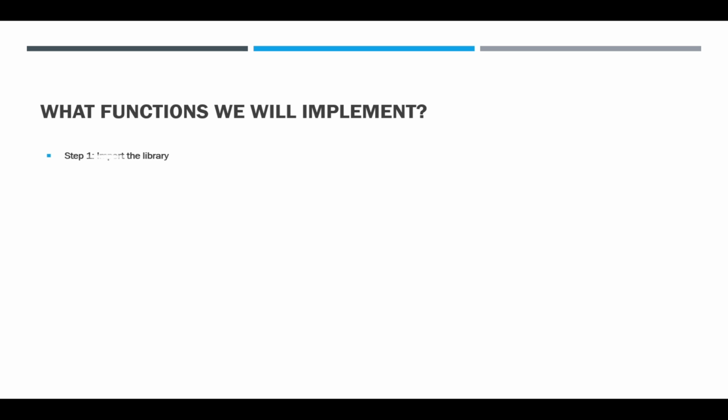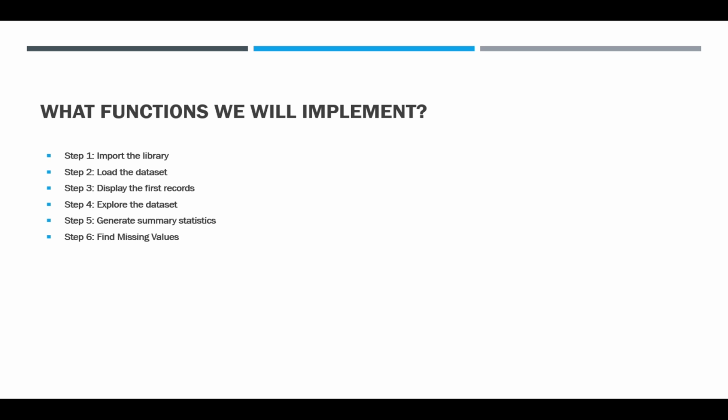Step 1. Import the library. Step 2. Load the dataset. Step 3. Display the first records. Step 4. Explore the dataset. Step 5. Generate summary statistics. Step 6. Find missing values. Step 7. Find duplicate records.